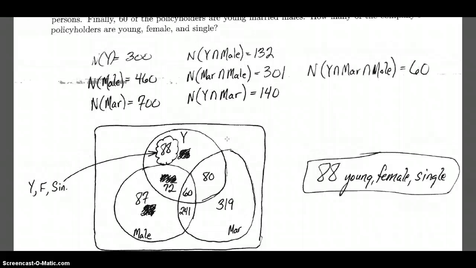So we have the young, the male, and the married. And notice when I put a number into my Venn diagram, it only represents the number within that little chunk of that circle. So in other words, this 319 doesn't mean there are 319 married. It means there are 319 married that are not young and that are not male. In other words, old female married people. There's 319 in our sample.